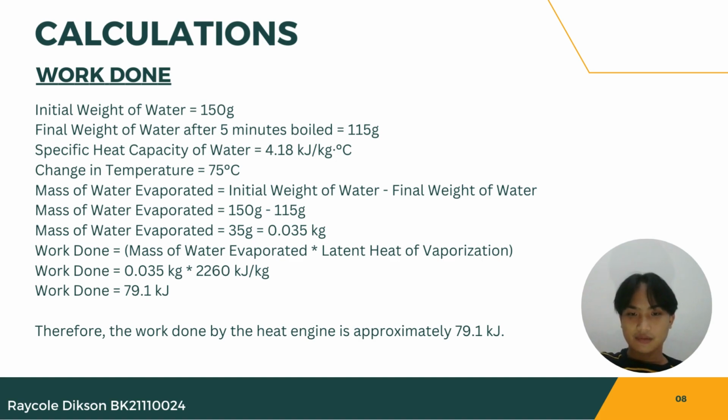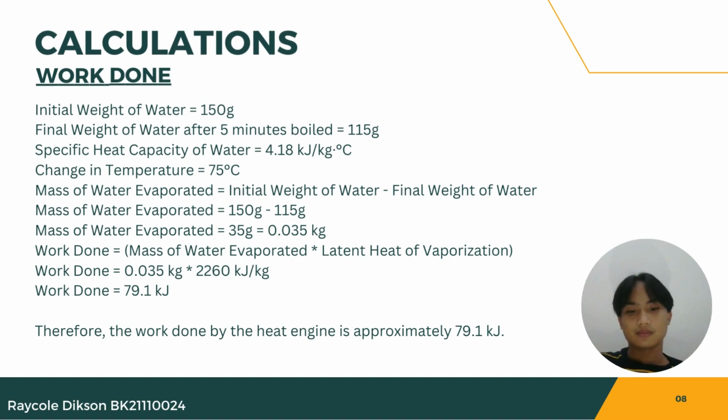To find the work done, the formula used is mass of water evaporated times latent heat of vaporization. So 0.035 kilogram times 2260 kilojoule per kilogram will equal 79.1 kilojoule. Therefore, the work done by the heat engine is approximately 79.1 kilojoule.